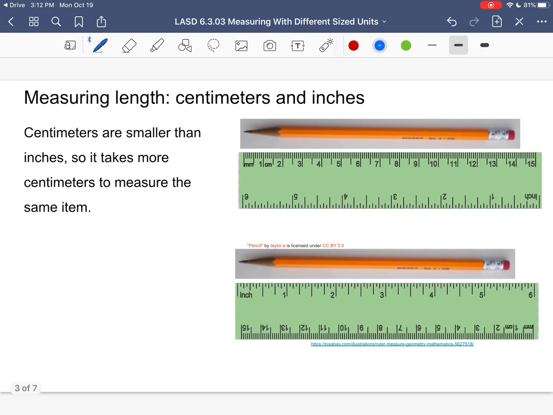So for example, measuring this pencil with centimetres and inches. Centimetres are smaller. This is the length of a centimetre, whereas this is the length of an inch. So it's going to take more centimetres to measure the same pencil. The pencil is about 14 centimetres in length, whereas it's about 5.5 inches.